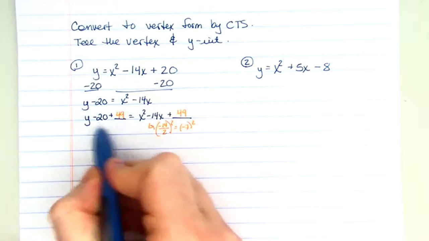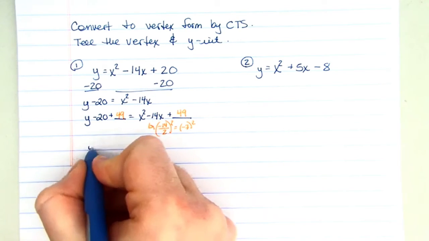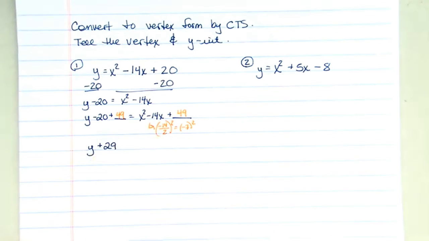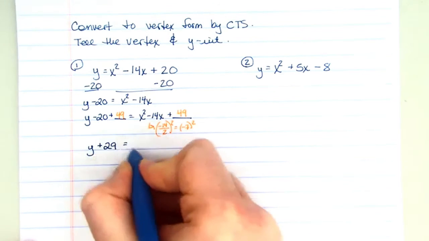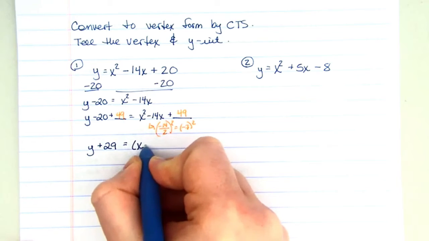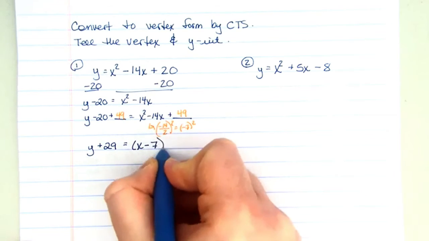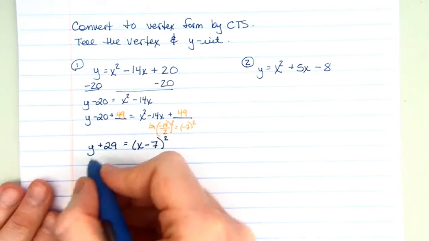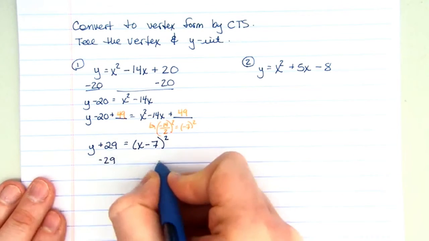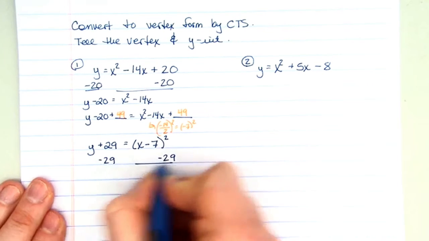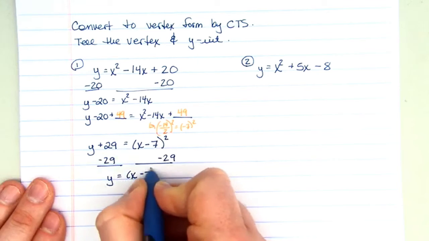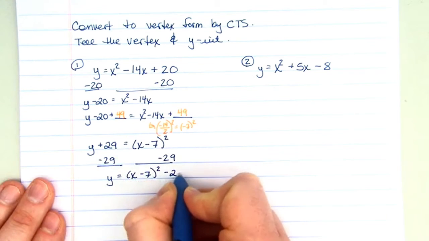I'm going to add these things together. Negative 20 plus 49 should give us positive 29, so y plus 29. On the right, I'm going to factor into x. Half the middle term before squaring is x minus 7 squared. If you write it out twice in FOIL, you get that problem back. Then I'm going to subtract 29 from both sides. Y equals x minus 7 squared minus 29.